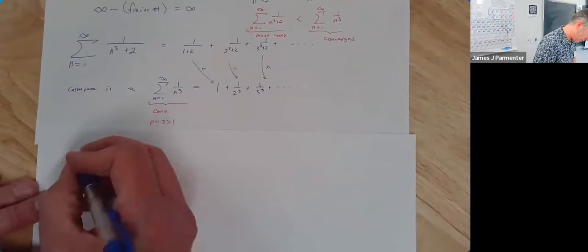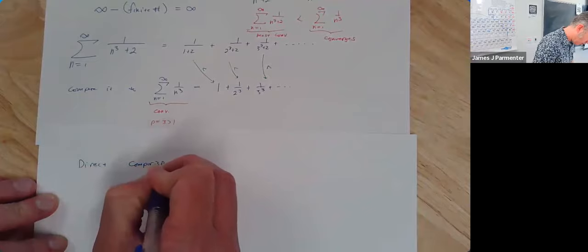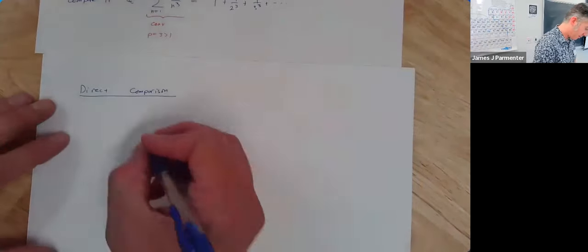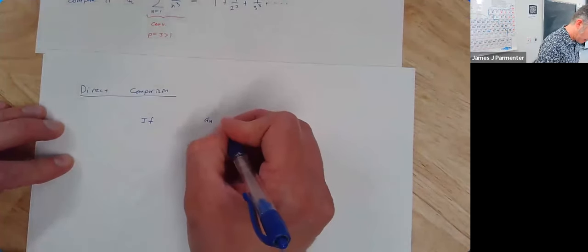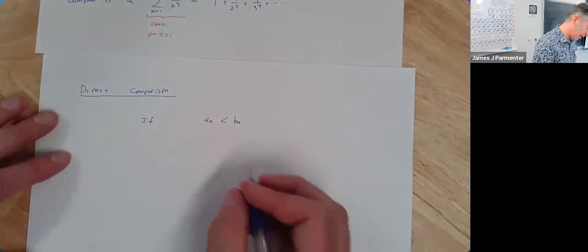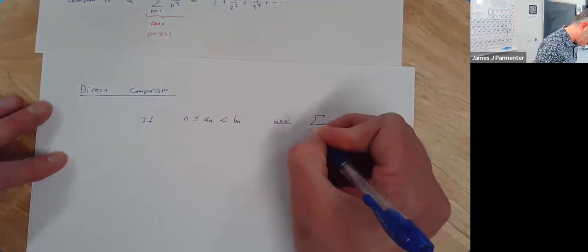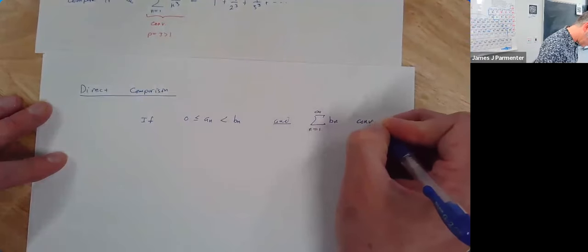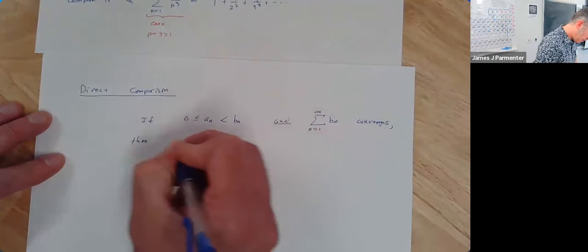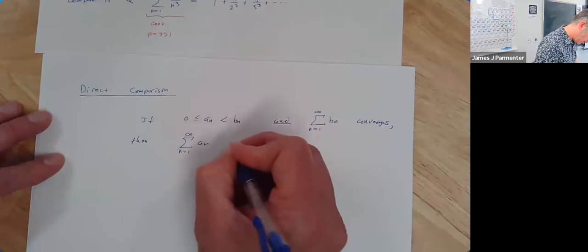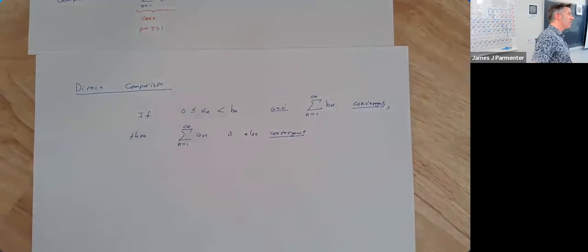So the direct comparison test says the following. Well, half of the direct comparison test says the following. I'll write the other half in a second. The direct comparison test says two things. One of them is: if a_n is less than b_n, and also your terms are positive, or really non-negative, and we know that the series for b_n converges, well, if your sequence is less than the sequence of a convergent series, then we can say the sum of a_n is also convergent. Or in other words, if your series is smaller than the convergent series, it's also convergent.